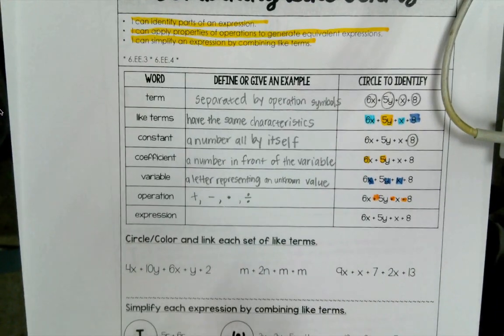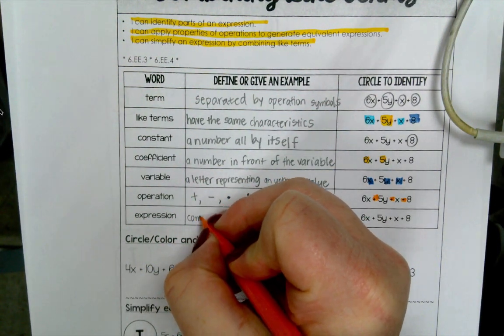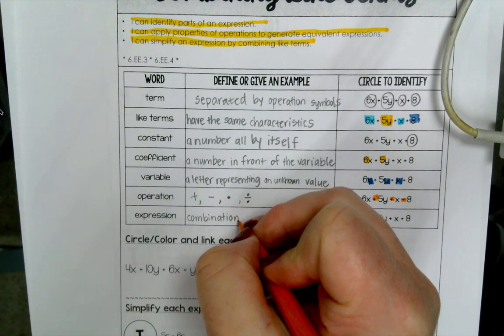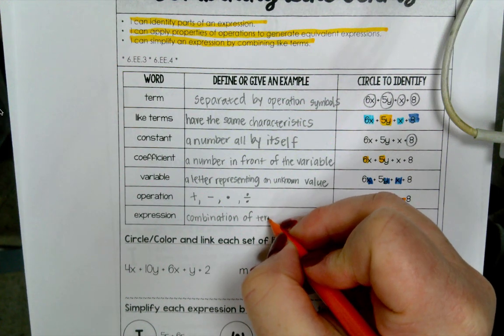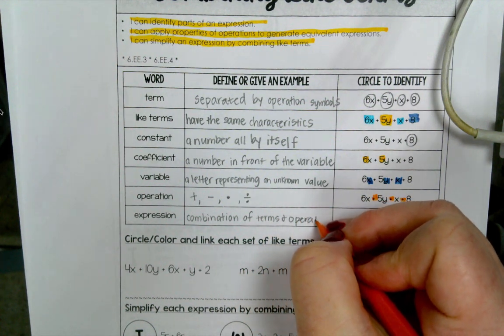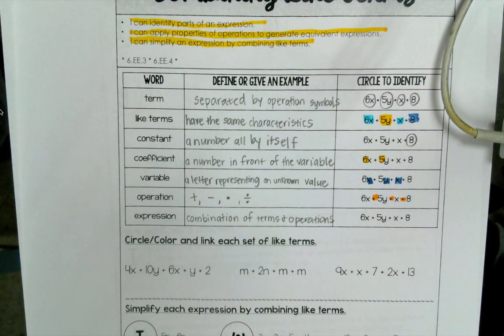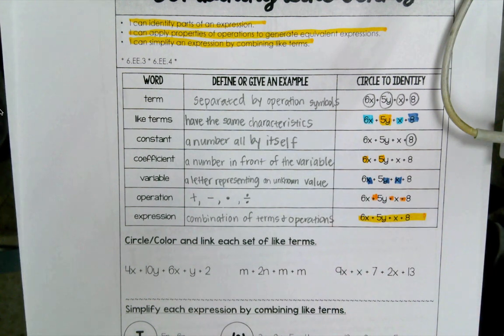Now, the expression is a combination of terms and operations. So in this case, this entire thing is an expression, the whole thing.